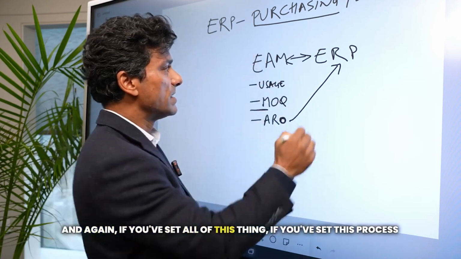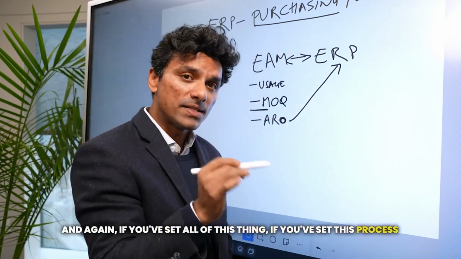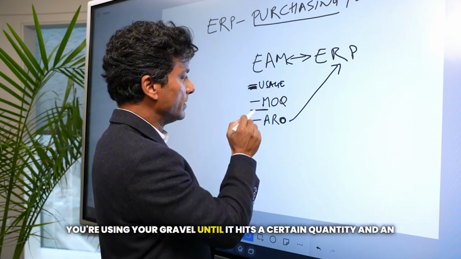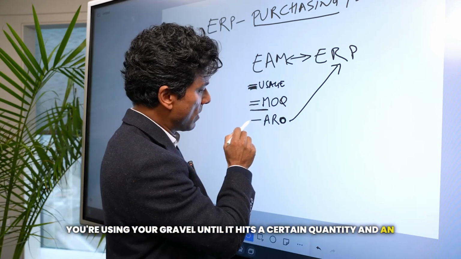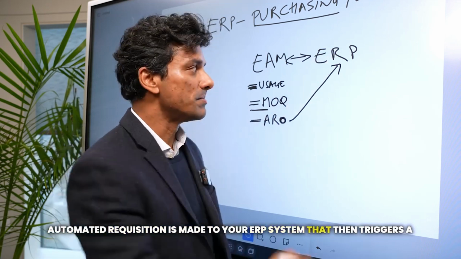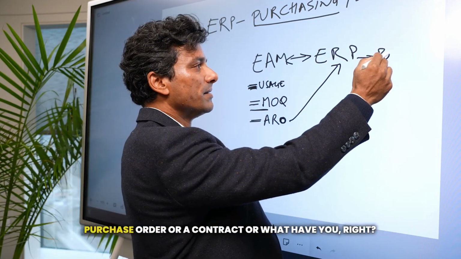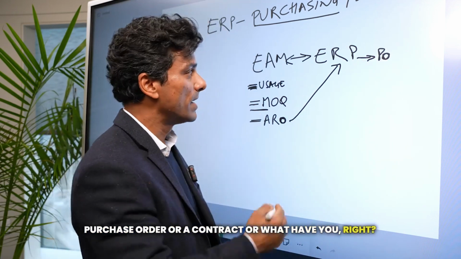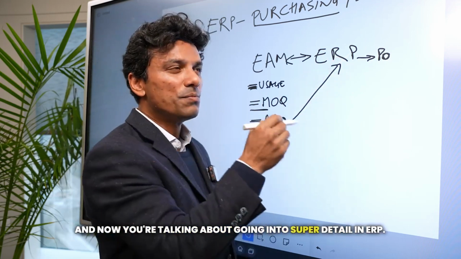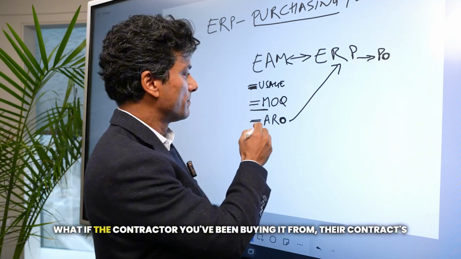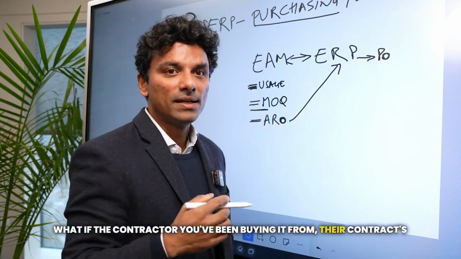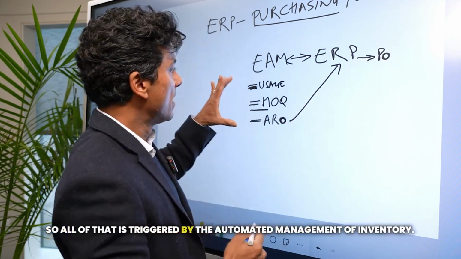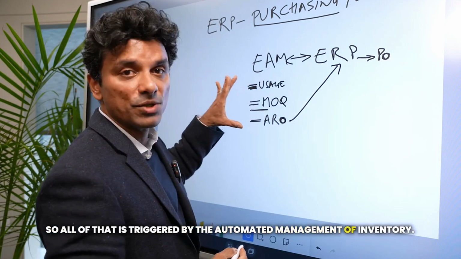And again, if you've set this process up right, it's going to be automated, right? You're using your gravel until it hits a certain quantity, and an automated requisition is made to your ERP system that then triggers a purchase order or a contract or what have you, right? And now you're talking about going into super detail in ERP. What if the contractor you've been buying it from, their contract's not valid? What if they have to go to RFP again? So all of that is triggered by the automated management of inventory.